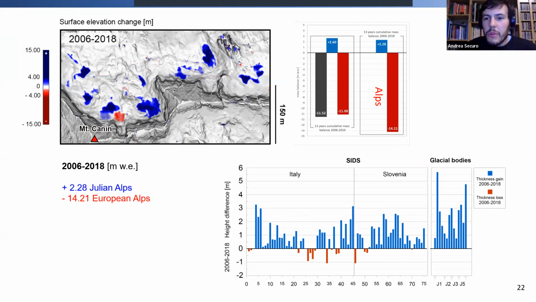So this is very significant if you look at the variations. I know we are talking about small ice bodies that have their local amplifications, but it's still a remarkable and interesting feature because we have plus 2.28 meters from 2006 to 2018 in the Julian Alps area, while we have minus 14.21 for the European Alps. Of course, bigger glaciers, but yeah, the difference is remarkable. Well, the snow and ice deposits inside these glaciocast features had an increase, as you can see from below, of about 1.2 meters on average. So still a positive from 2006 to 2018.